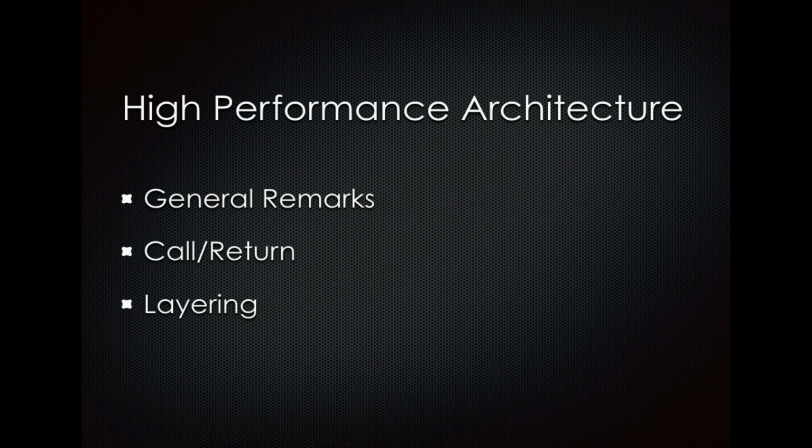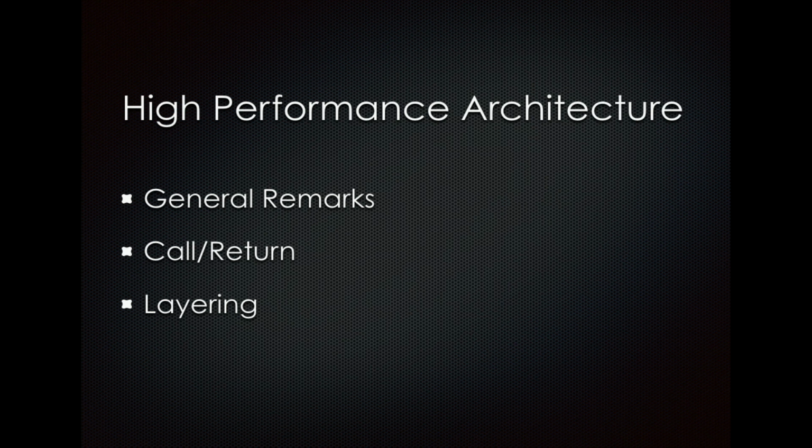And so the outline of the talk is I'm going to make some general remarks, and then I'm going to give two examples of specifically some architecture issues that can happen. One is I'm going to talk about some implications of the call-return architecture style that we tend to have, and another example of how layering can just really bite you and what you can do about that.